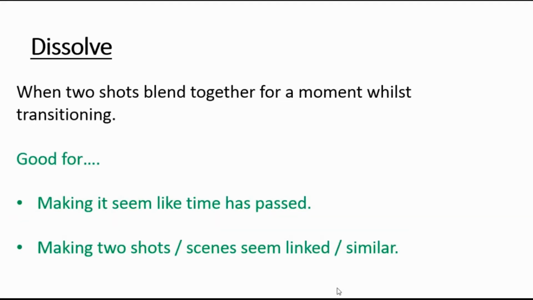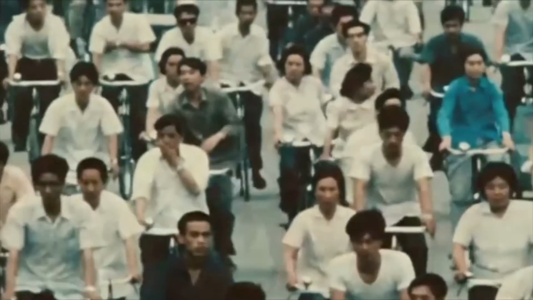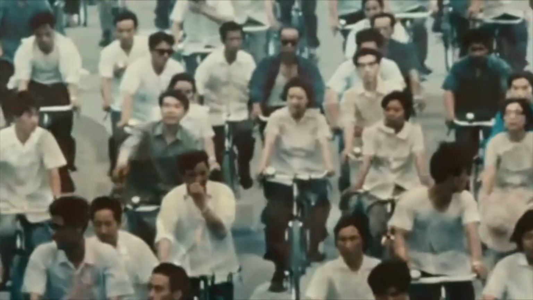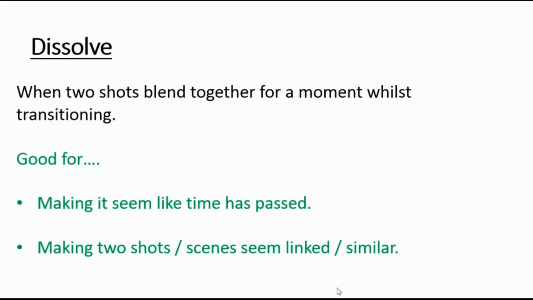A dissolve is a type of editing transition. It's when two shots are put next to each other in a timeline and the editor blends them together for a moment during the transition. So it's not a simple cut. They blend together until the second shot is on the screen. And it's quite useful for making it seem like time has passed.